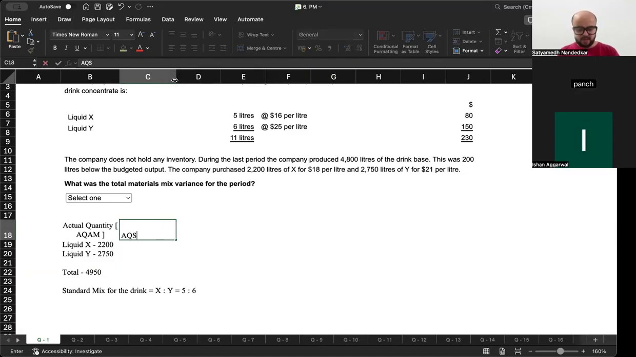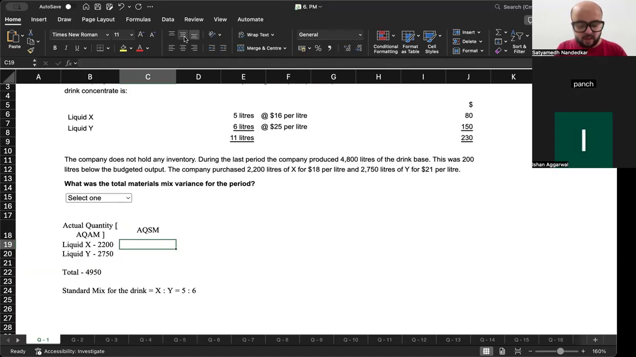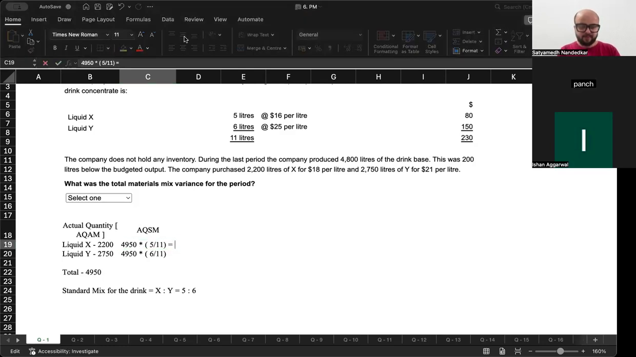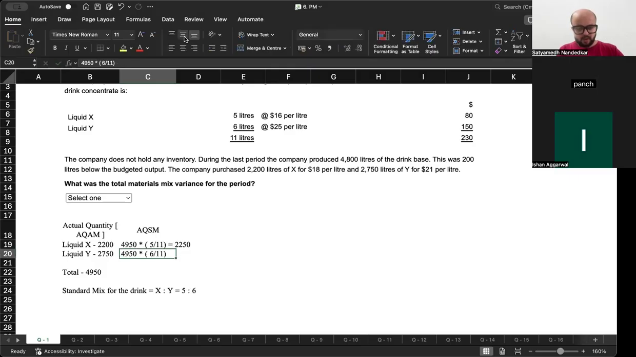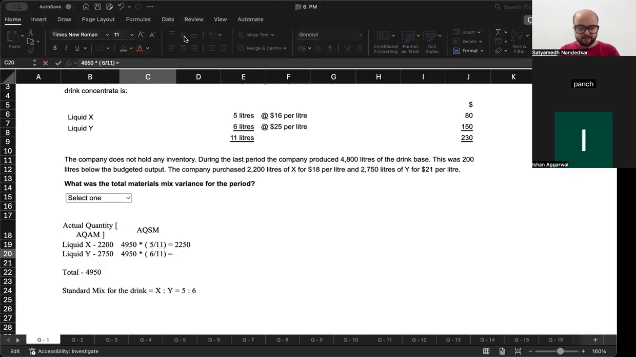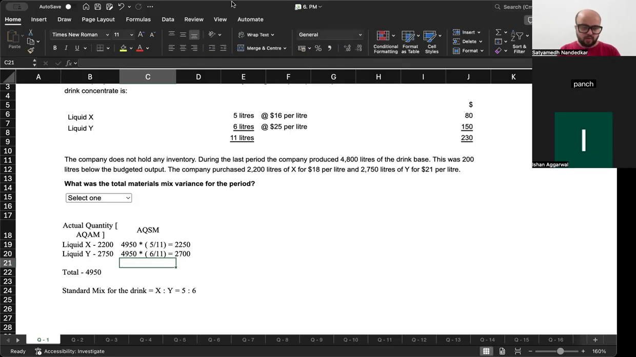Now actual quantity standard mix. What is actual quantity standard mix? Actual quantity but divided in the ratio of your standard mix, which is 5 is to 6. So 4950 into 5 by 11 and 4950 into 6 by 11. 11 fours are 44, 11 fives are 55. 550 into 5 should be 2250 and 550 into 6 should be 2700.